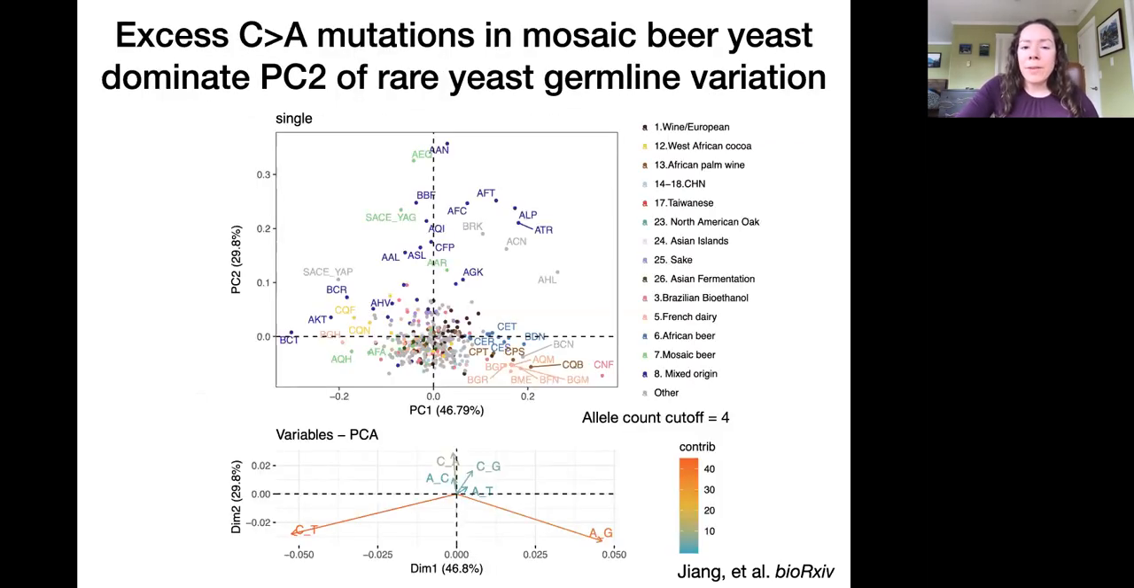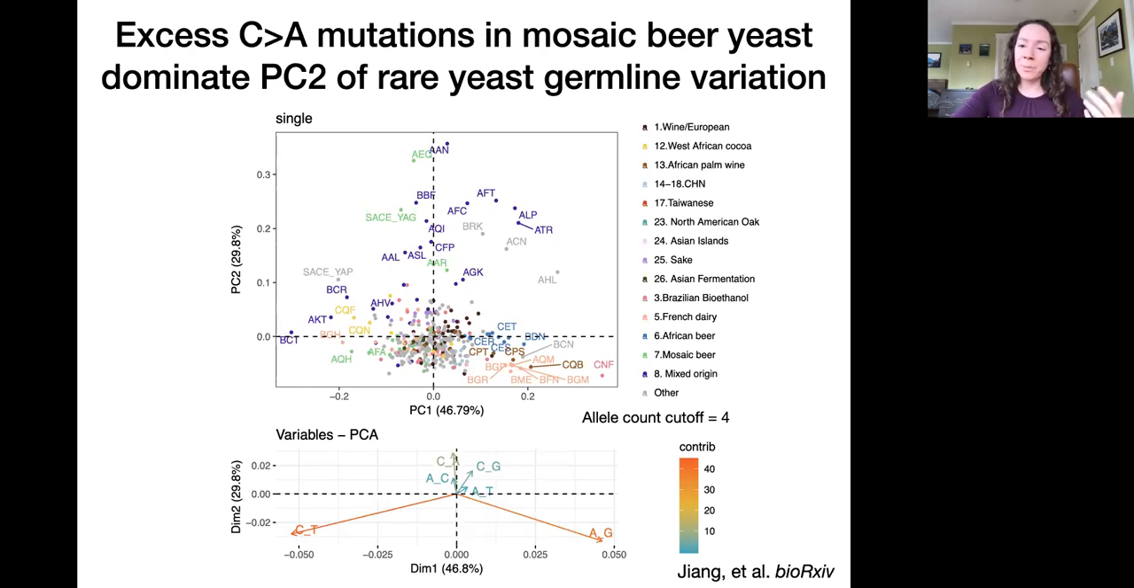It's a bit hard to see on here, but the mosaic beer yeast are all of these ones that are represented in green, and they include AAR and AEQ and several related strains. And so we think this is evidence that the mutator that we can see being active in the lab has also been active in these strains in their natural environments in recent history, and is causing some of this variation that we see in the mutation spectrum PCA.